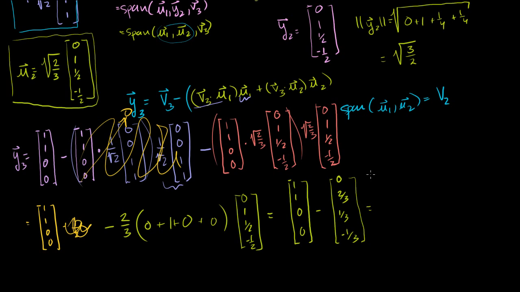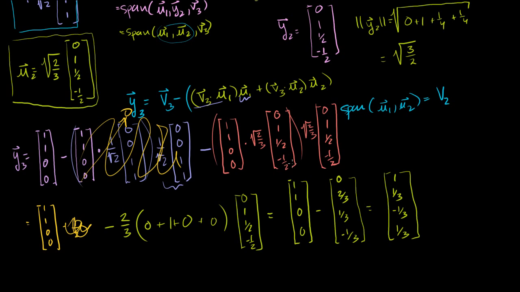So then this is going to be equal to 1 minus 0 is 1. 1 minus 2/3 is 1/3. 0 minus 1/3 is minus 1/3. And then 0 minus minus 1/3 is positive 1/3. So this vector y3 is orthogonal to these two other vectors, which is nice. But it still hasn't been normalized. So we finally have to normalize this guy, and then we're done.